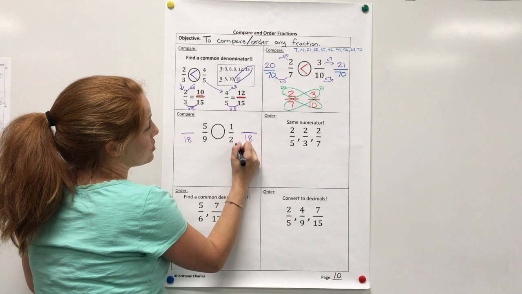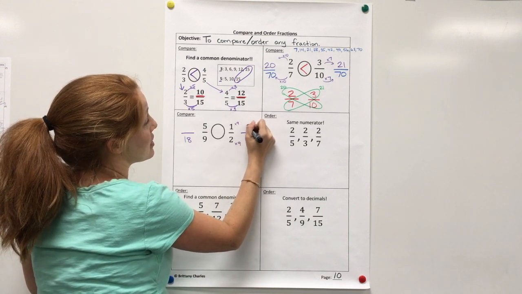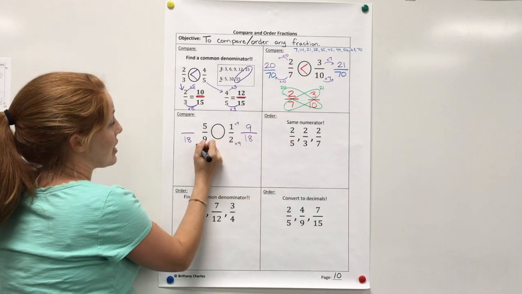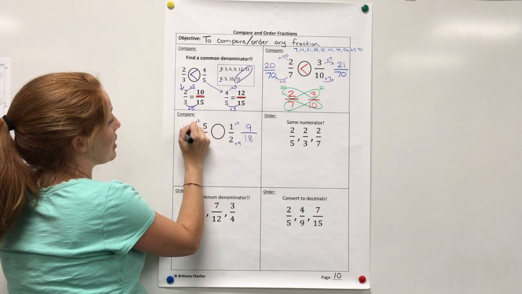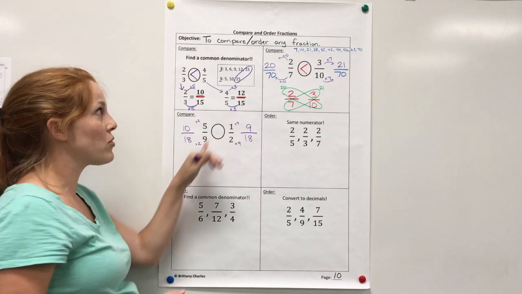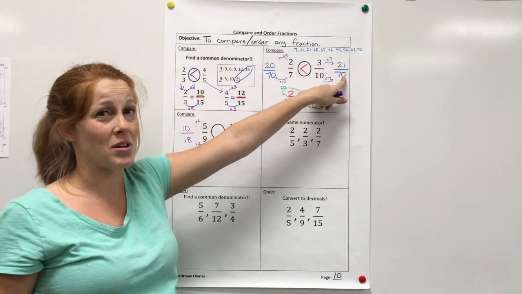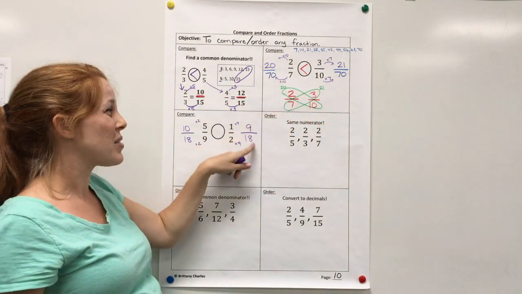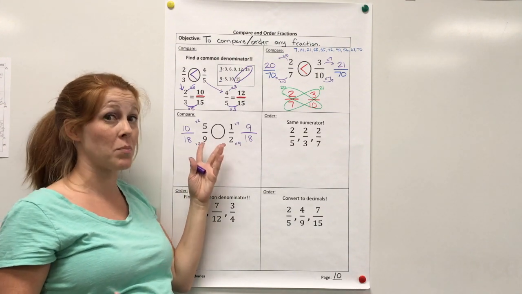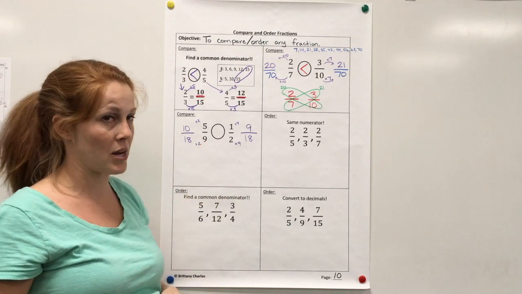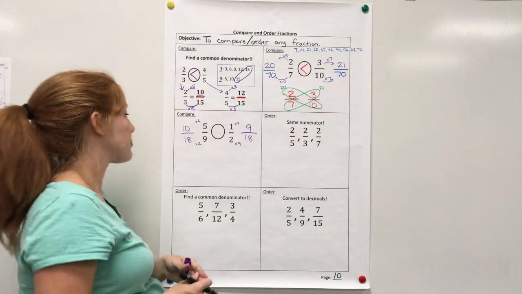And 2 times 9 is 18, so 1 times 9 is 9. 9 times 2 is 18, so 5 times 2 is 10. Now, in both of these examples, when I multiply 7 and 10, I got the least common denominator, and same thing here. That's not always the case, so don't get used to just doing that. I mean, it will work, but it might not be the least common denominator, okay? So you can always list multiples to check.